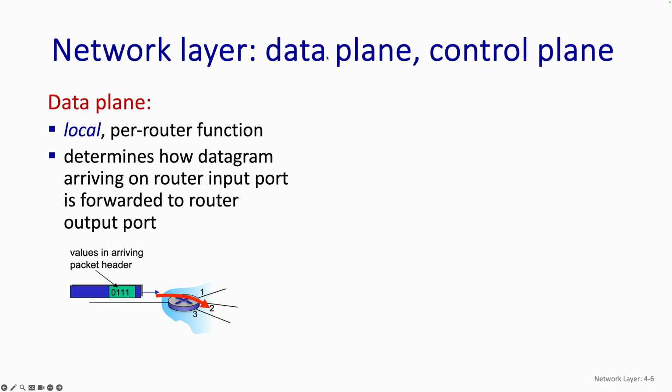Okay, so let's get into a little bit more depth of what this data plane versus control plane is. The data plane is this local per router functionality. It's where the forwarding happens, where a router gets a packet of data, it looks at the header, and based on the headers, in this example, it's seeing a 0111. It says, okay, if I see that, that means I need to send this data over my output port 2. So that's forwarding. So data plane is all about forwarding data.